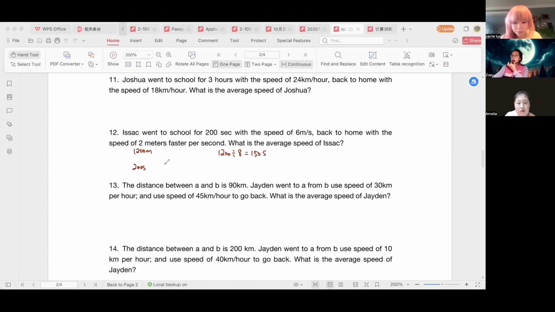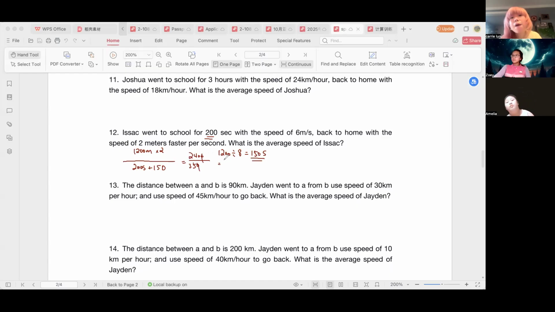So what is the total distance, Amelia? The total distance is 2,400. 2,400. Very good. So what is the total time, Zoe? When he goes there, it's 200 seconds. When he comes back, it's 150. So basically, it's 350. So it's 2,400 divided by 350. Get it?